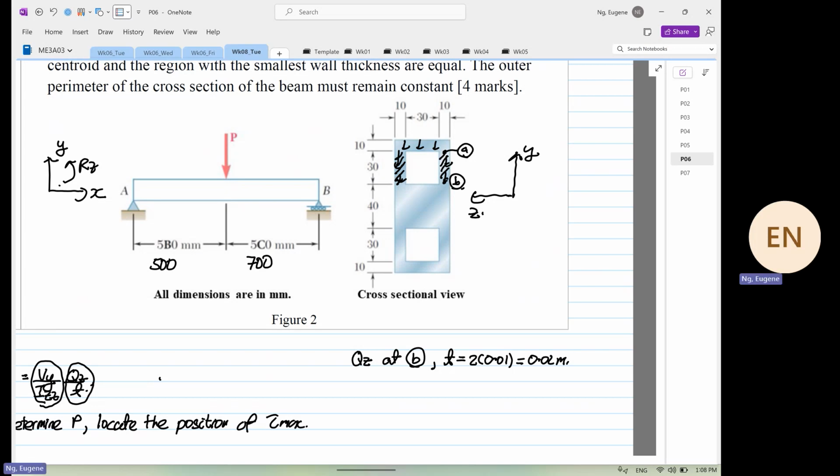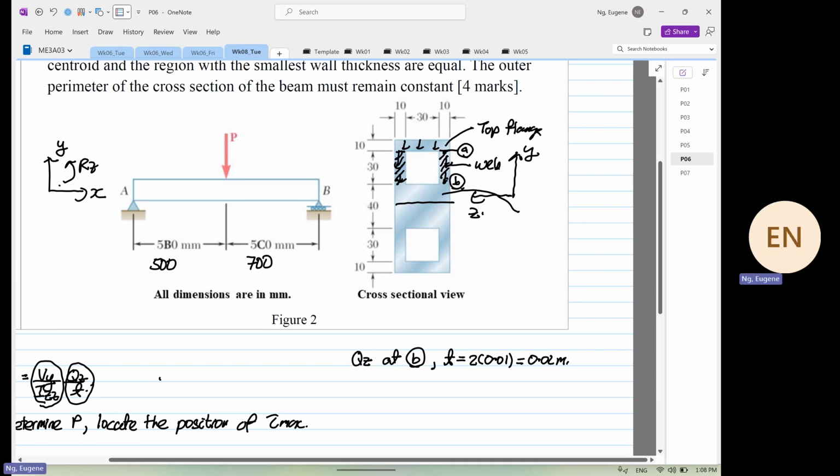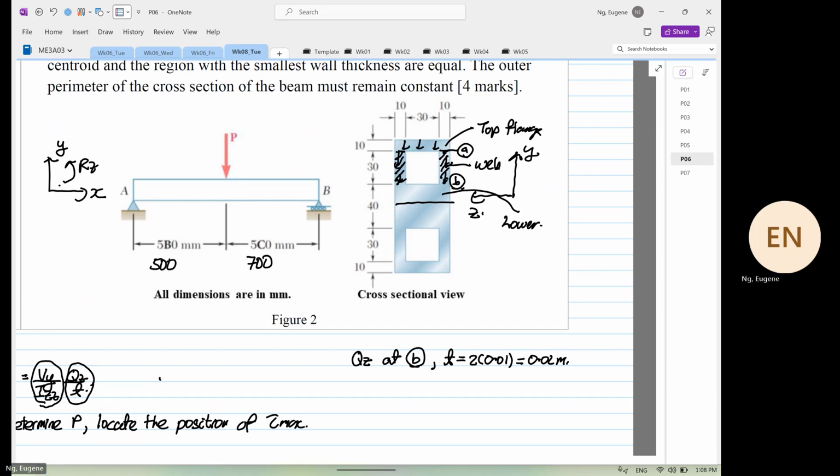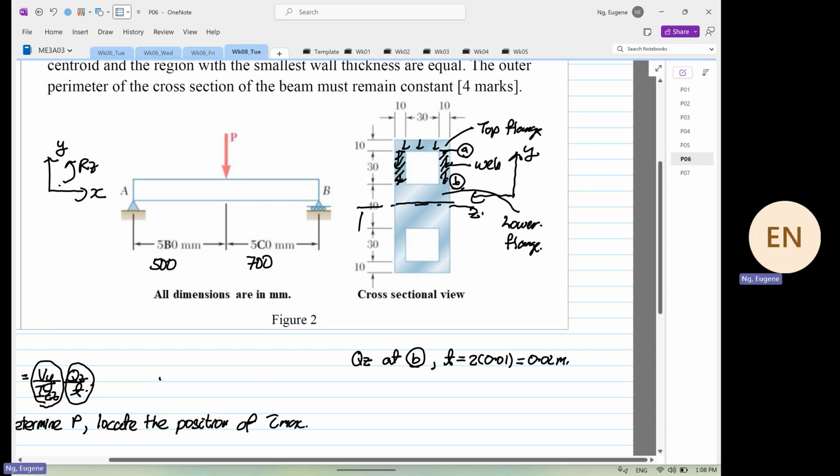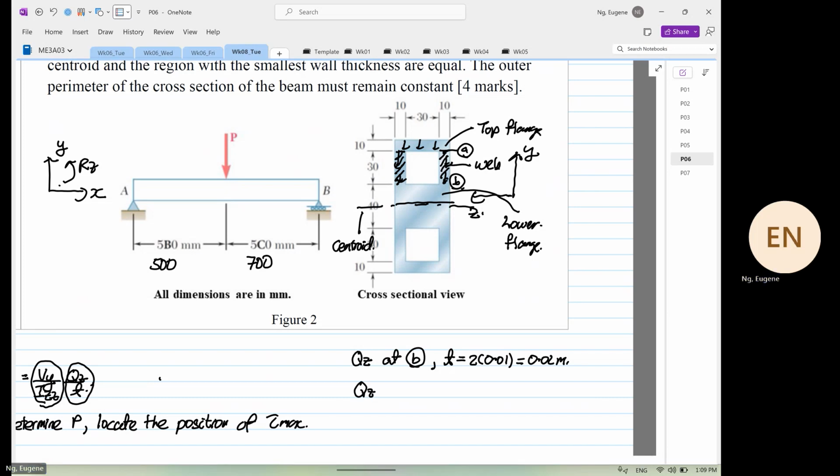So I'm going to call this our top flange. Then this is our web. And then this region is our lower flange. Okay. Now, we know visually, this is our centroid, yes or no? Over here, this is our centroid, okay? So we are going to calculate our QZ for the top flange.